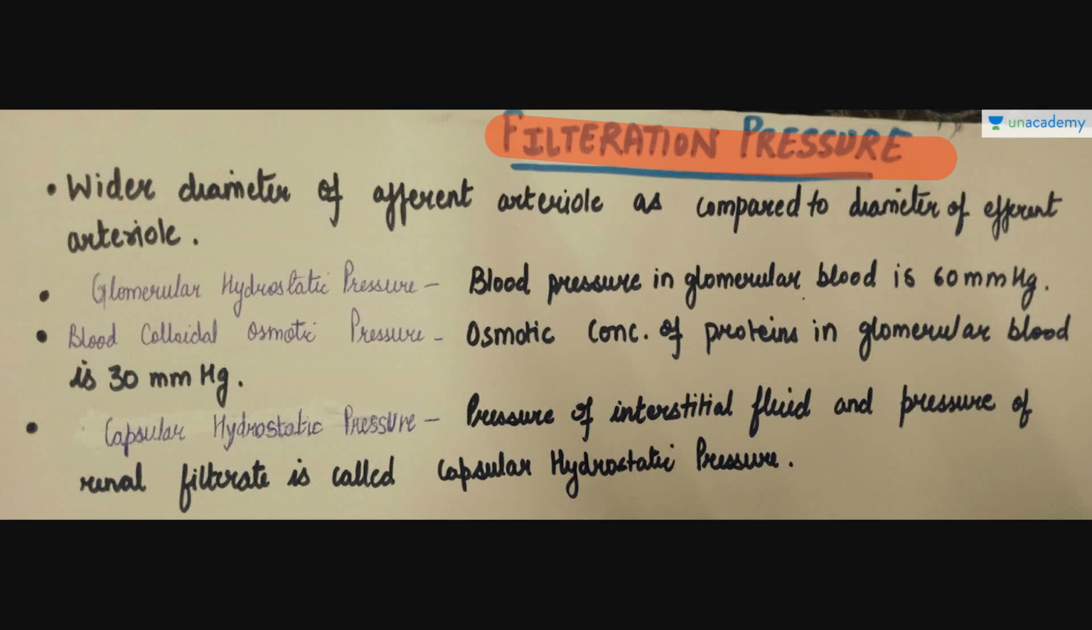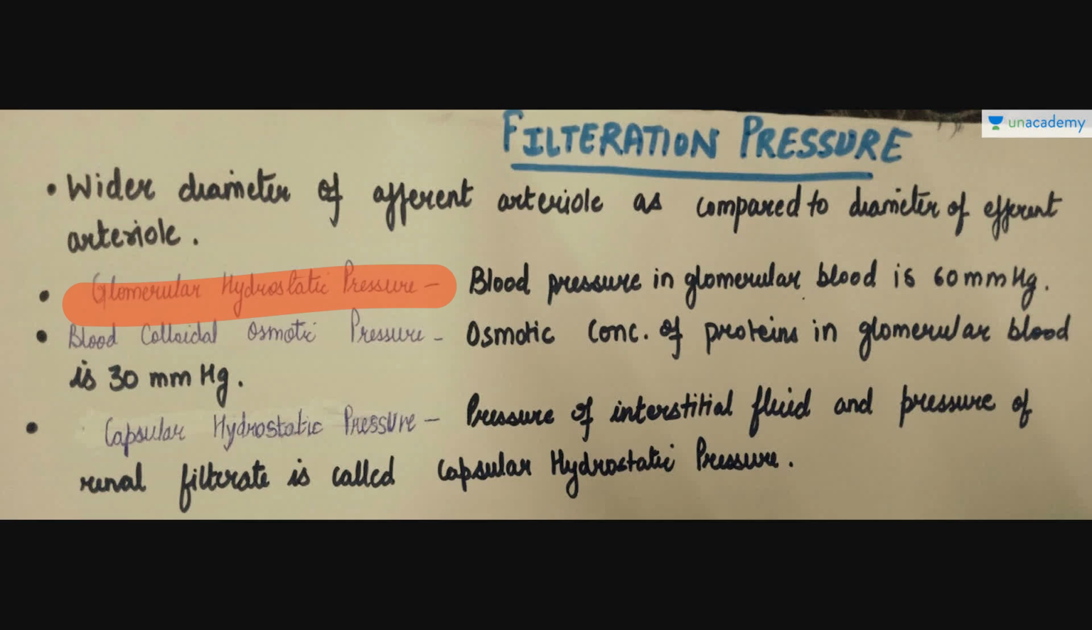There are some positive pressures and negative pressures, which finally sum up to give the filtration pressure. First of all, the diameter of the afferent arterioles is greater as compared to that of efferent arterioles, so there is a pressure gradient that is created.